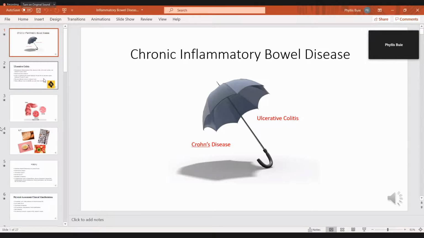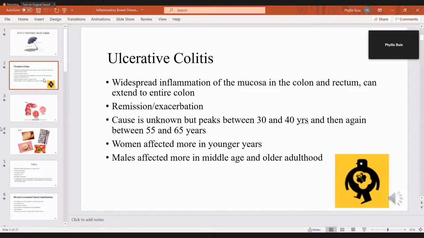Ulcerative colitis is a widespread inflammation that can go anywhere in the colon, all through the colon to the rectum. It presents itself in remission and exacerbations. We don't know what the common cause is. It typically peaks between the years of 30 and 40, and then again between 55 and 65. Women are usually more affected in their younger years, and men are usually affected in the later years.